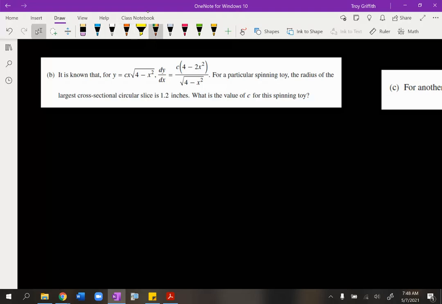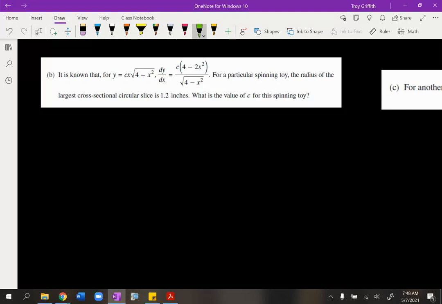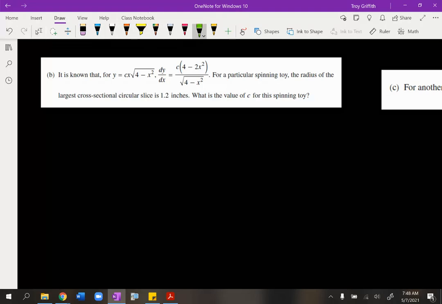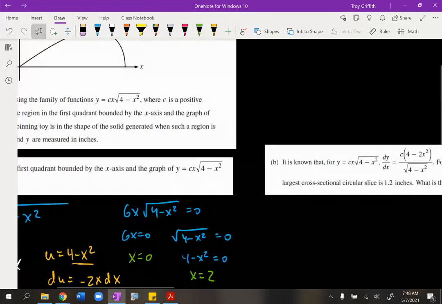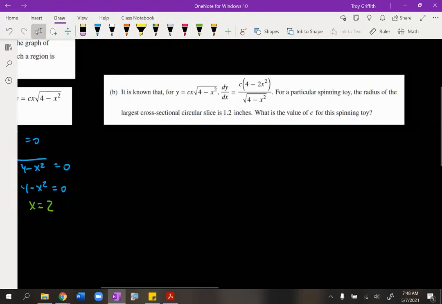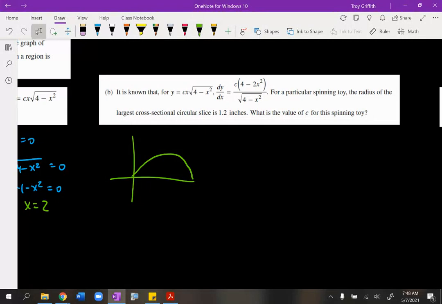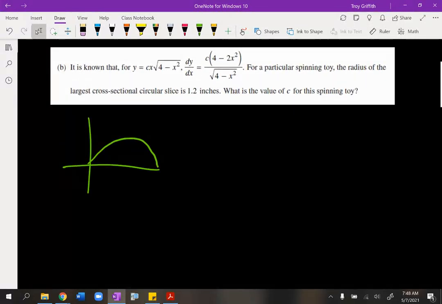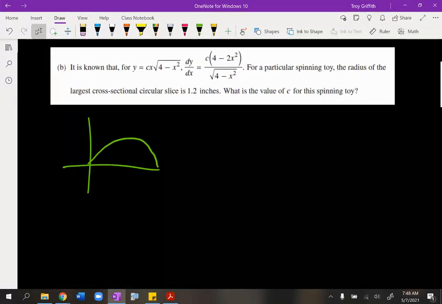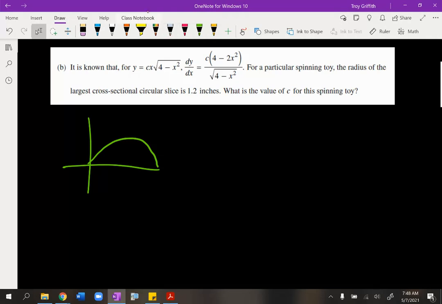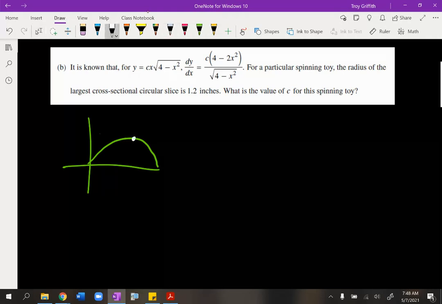First thing that you have to do on this problem is we need to make the connection that in the location for the largest cross-sectional circular slice, let me just draw so I don't have to scroll back and forth here real quick. So here's our shape, okay, something like that. And so the first thing you have to recognize is that the largest cross-sectional circular slice is going to occur at, in this case, our relative max, okay? Because the largest radius occurs right here. All the other radii, as you move up and down that region, are smaller.